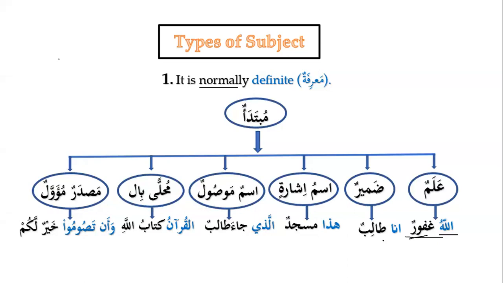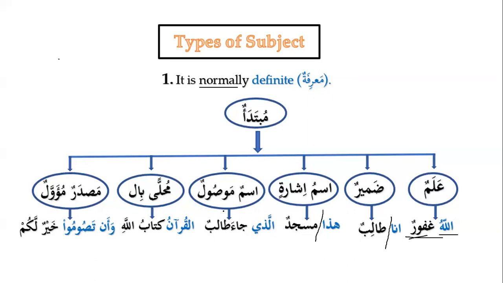Similarly, it can be damir, a personal pronoun. For example, ana talibun. It can be ana, huwa, hiya, nahnu. And this one will be mubtada and talibun will be khabar. Again, we can see that talibun is a common noun. Then we have ismu isharatin, a demonstrative pronoun. Hadha masjidun, so hadha will be mubtada and masjidun will be khabar.